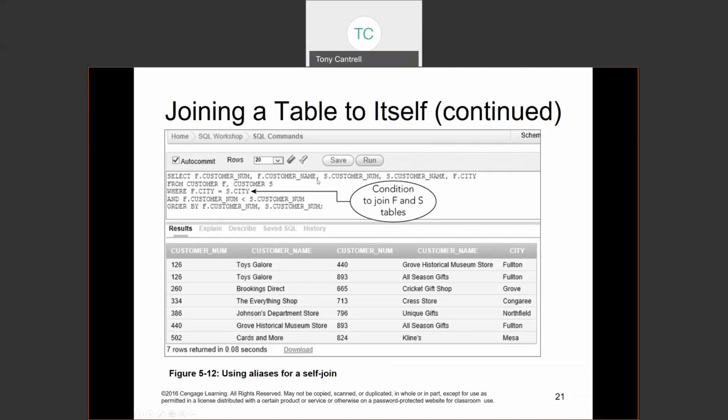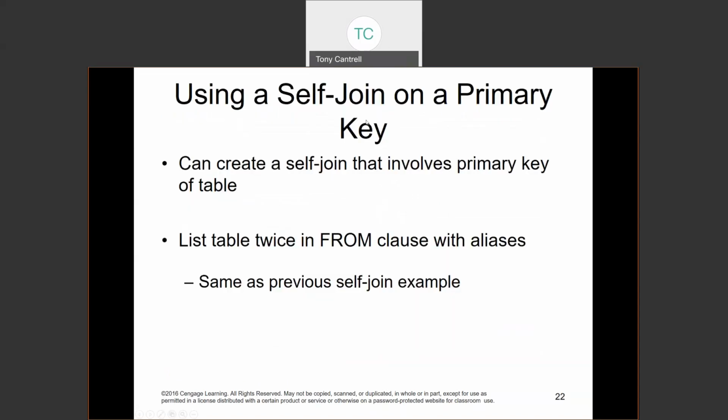Another example would be like if you had a rep number in the customer table and you want the name of the rep, but there's not a name in the rep table. It's in the customer table. So you have to tie the customers together, and then you just make that the rep name. That's where you get the rep name.